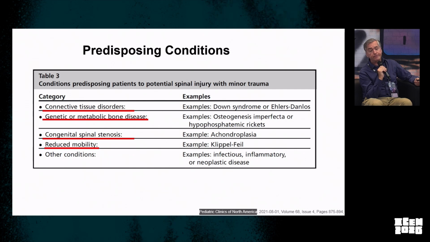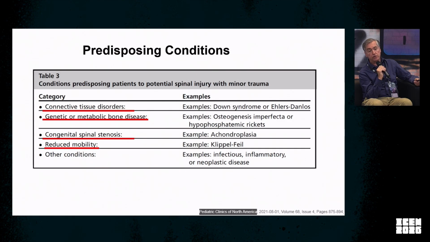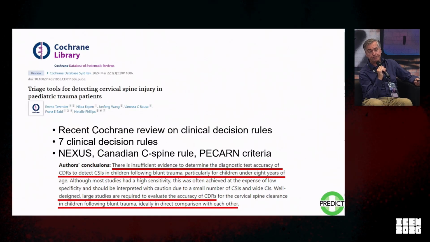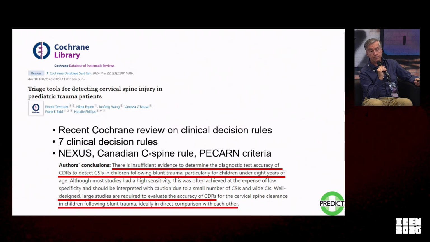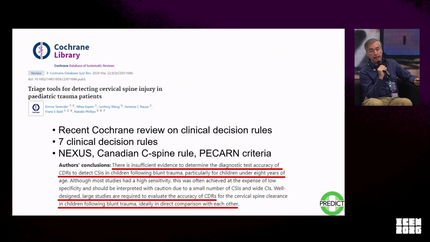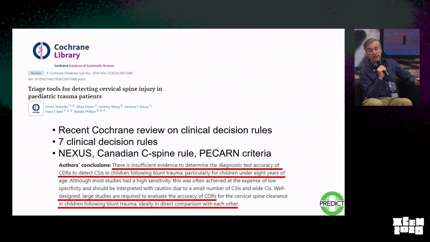And in children, you also come more across kids who have underlying conditions, such as Down syndrome, such as metabolic or genetic diseases, and other conditions. In the PREDICT network, we recently undertook a Cochrane review on triage tools for detecting cervical spine injury in pediatric trauma patients. And we found that there are 7 clinical decision rules. And the standout ones are NEXUS, the Canadian C-spine rule, and the PECARN criteria.